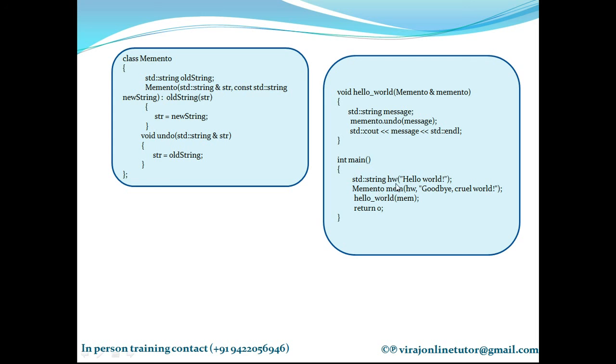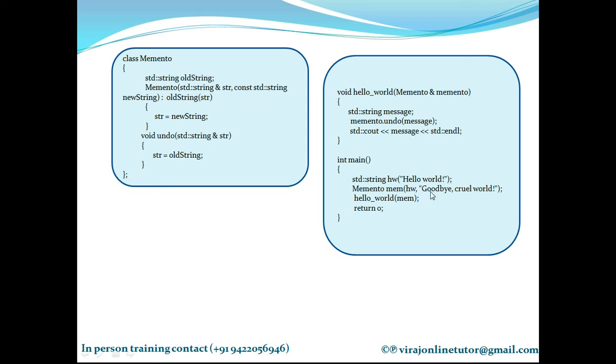In the main, I create an object called HW, a string which contains hello world. Then I am calling a memento object. The first parameter is the hello world string. So what will happen here? Hello world will be saved into old string.